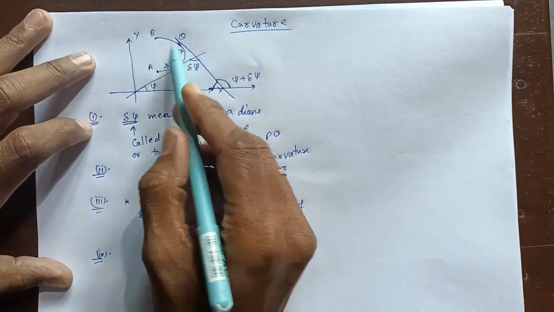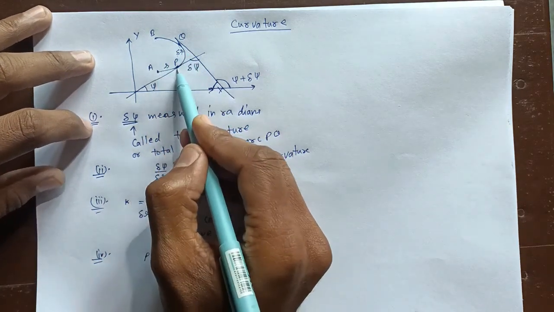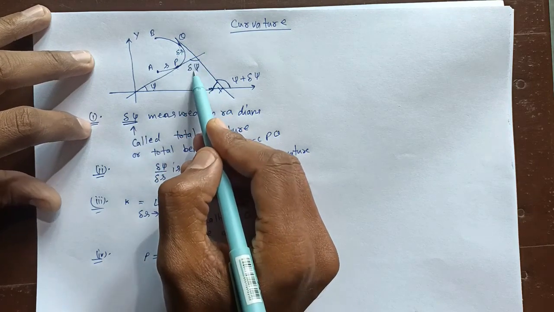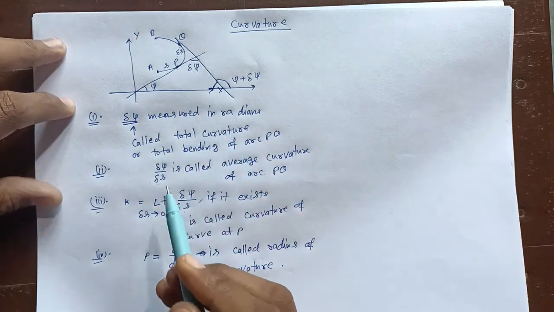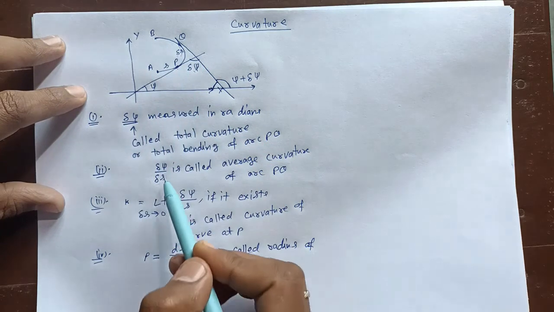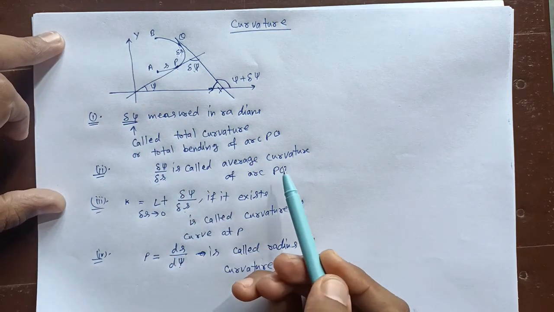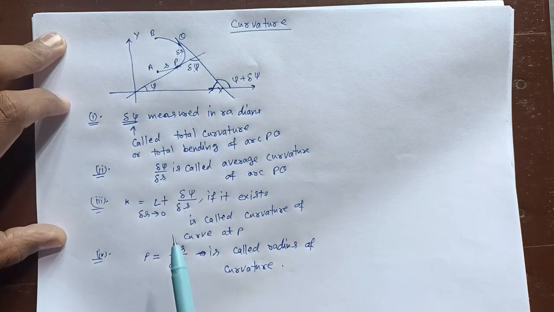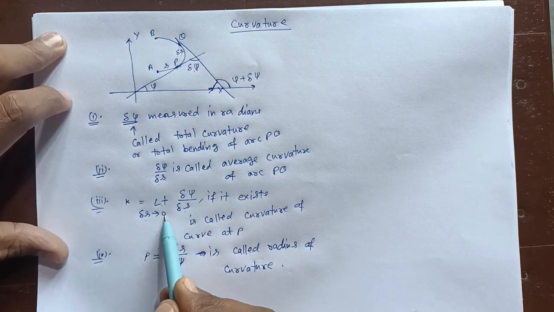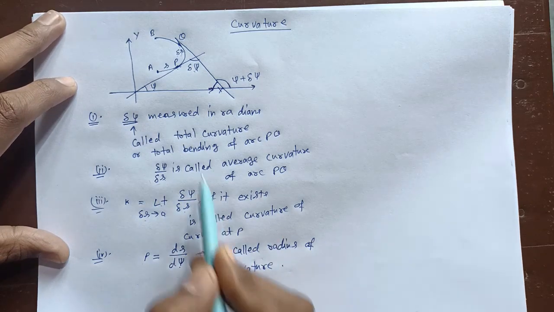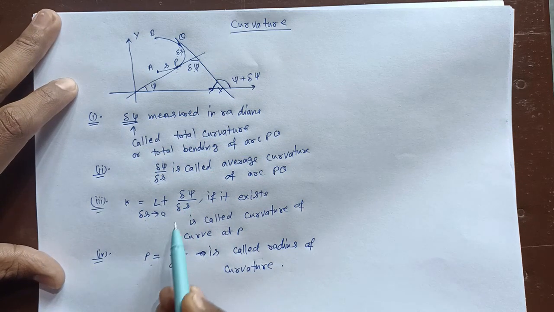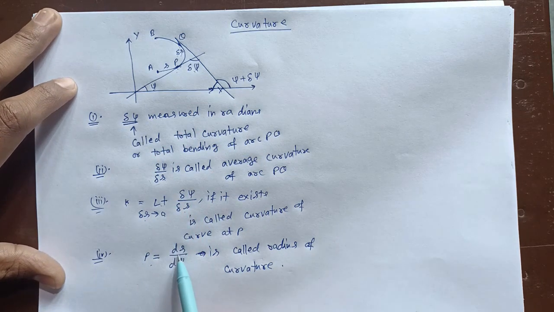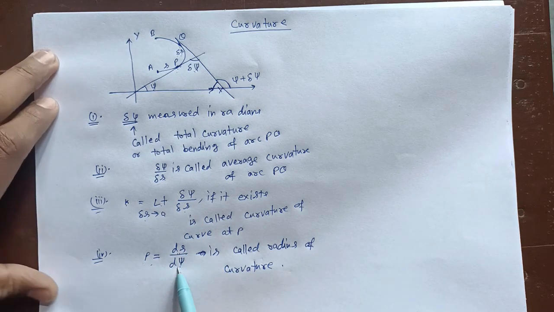First thing, this is our curve AB. A to P is S, P to Q is delta S. This angle is delta psi. This angle is called total curvature, and we measure this angle in radian. Delta psi upon delta S is called average curvature of arc PQ. And when we take limit delta S tends to 0, this is called curvature of curve at point P, and we denote it by kappa k. And the radius of curvature is the reciprocal of this, or we can say change in S with respect to change in psi.